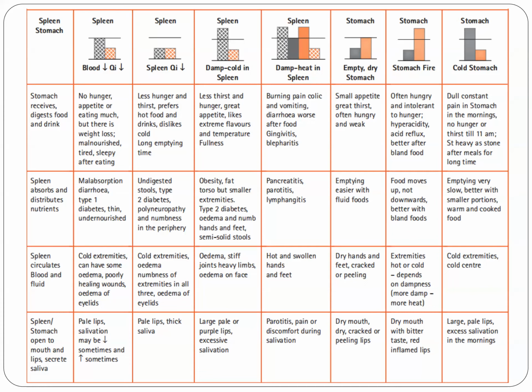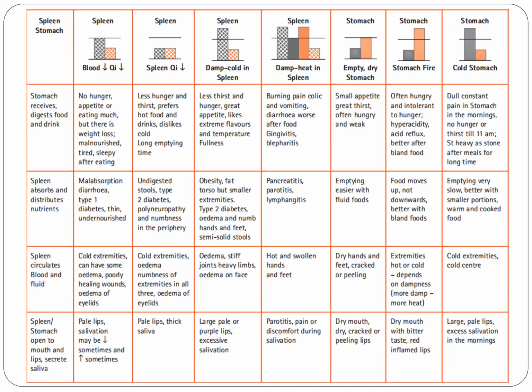The stomach receives, digests food and drink. So if you have spleen blood and chi deficiency, there will be no hunger, appetite, or eating much, but there is weight loss. Malnourished, tired, sleepy after eating. So if you have spleen chi deficiency, there is less hunger and thirst, prefers hot food and drinks, dislikes cold, long emptying time.